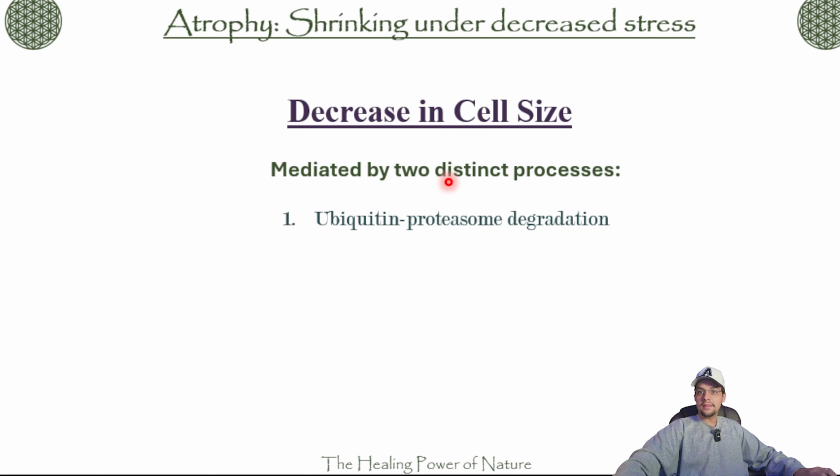So the first way that a decrease in cell size happens is through the ubiquitin proteasome degradation, the tag-it mechanism. The other way is through a process called autophagy. What is autophagy? Autophagy is when cells form autophagic vacuoles that engulf damaged organelles and proteins, which are then broken down by lysosomal enzymes. Okay? This process recycles cellular components to maintain energy balance during periods of nutrient deprivation.